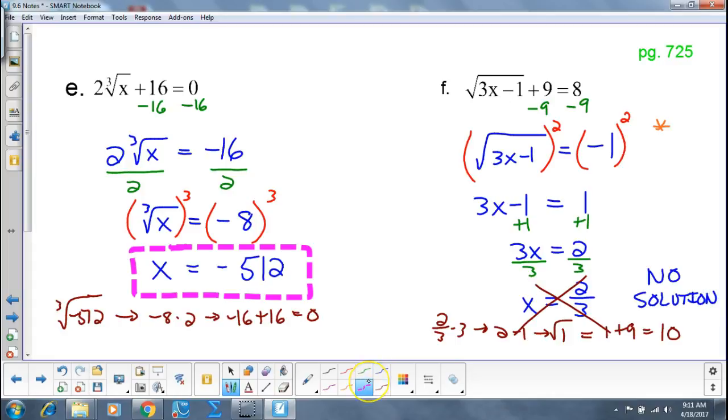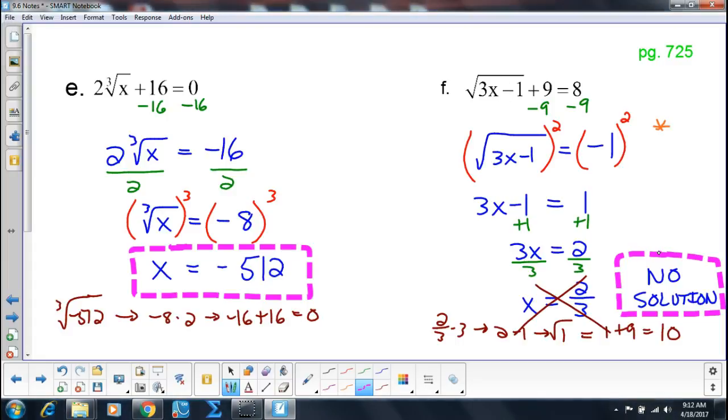No, I didn't. Because I would have stopped way up here by my asterisk. Can a square root ever be negative? You kidding? Can a square root ever be negative? No. So I would have stopped right here and gone to no solution. But you just told me what I needed to get at the asterisk. You know what I mean?